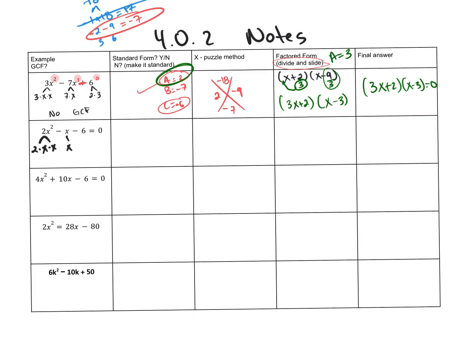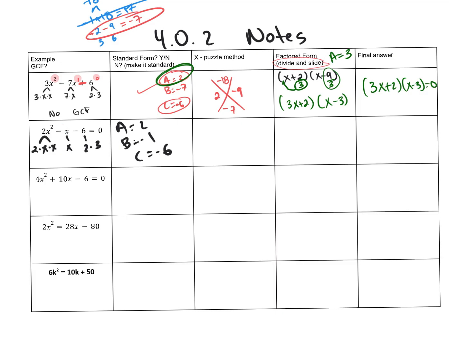This is just x. This is 2 and 3. So there's no common letter. There's no common number. There's no GCF. And then we do standard form, which it looks like it already is. So I'm going to do A is 2, B is -1, C is -6.